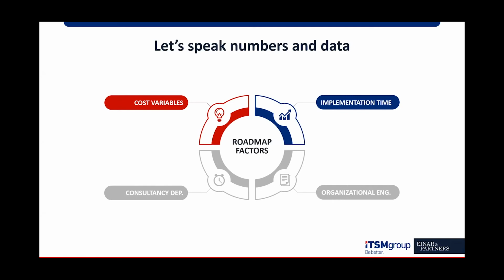So these are the 4 factors to consider when you want to decide which direction we should go towards. We have cost variables, implementation time, organizational engagement, and then a very important part here, which is the consultancy dependency. Because you don't want to end up in a situation where you just throw money at expensive consultancies and get very little for it. We want to avoid that. We want to work smart with how we engage consultancies, such as Einar Partners or ITSM Group.